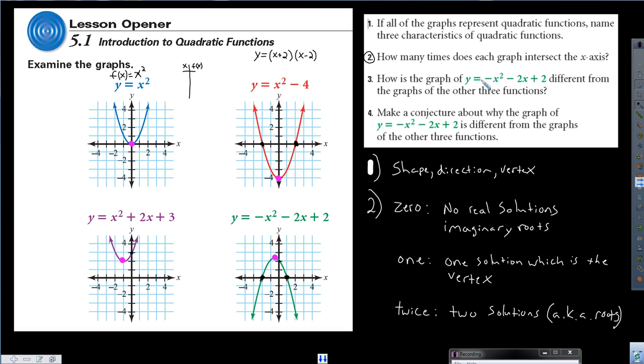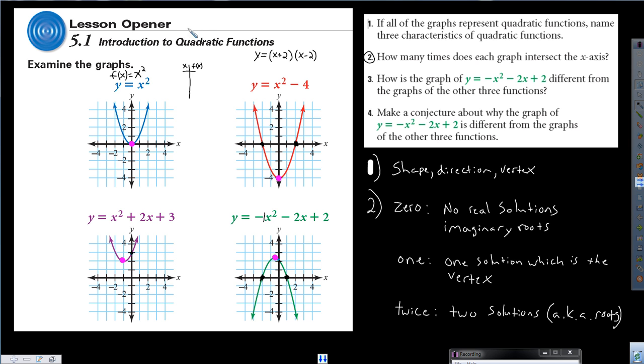So how is the graph of y equals negative x squared minus 2x plus 2 different from the graphs of the other three functions? Let's go ahead and take a look at that right now. You can see that this one is frowning. We call it the upside down U. And if you'll notice, it is the only graph that has a negative with the variable that's squared. In this case, we have x. So we could call that negative 1x squared. We call that negative 1 the leading coefficient.